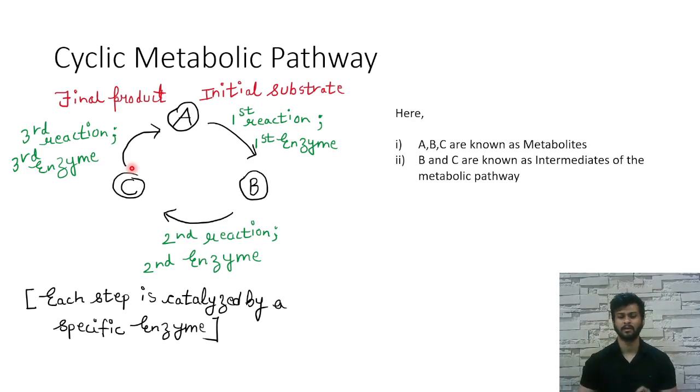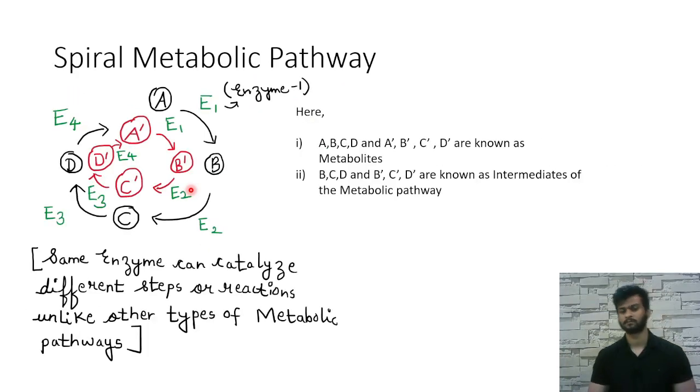Again, we will understand what the metabolites and intermediates are in this metabolic pathway. As discussed before, all those things which are present in the metabolic pathway are known as metabolites. So A, B, C are known as metabolites. Except the initial substrate and final product, all those things that are present in the metabolic pathway are known as intermediates. So except A, that is the initial substrate and final product, B and C, which are left in the metabolic pathway, are known as intermediates of the given metabolic pathway. Okay. Now let us study the spiral type of metabolic pathway.